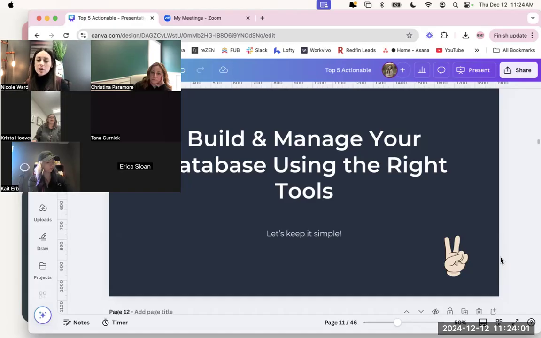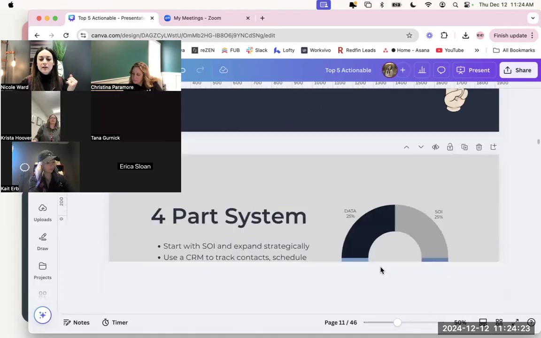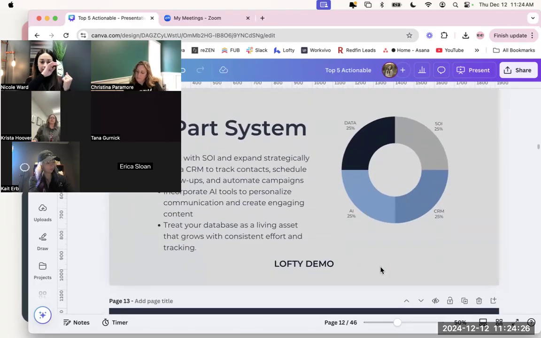But if we were going to talk about simplifying this to the best of everyone's ability, there are two things that you need to have to build a real estate business. You need to have a database and you need to have tools to manage it. It's really that simple. Database, tools, database. Everyone write that down. So let's talk about tools and databases.